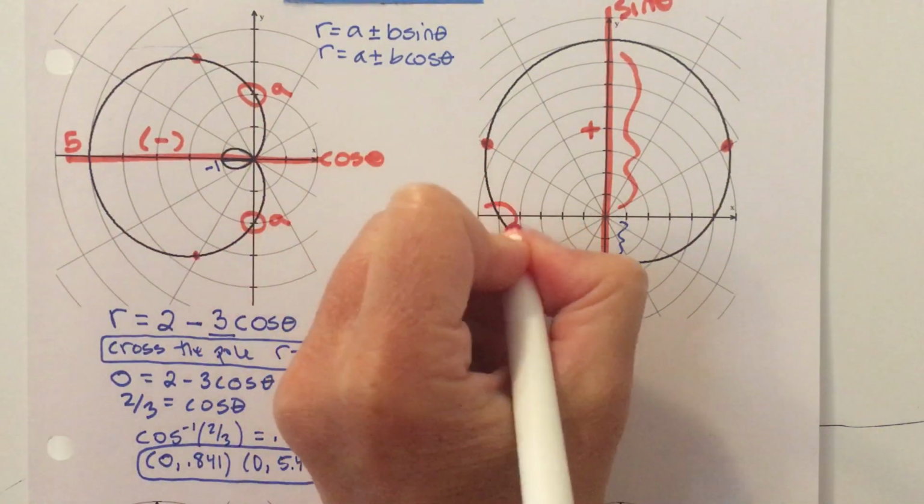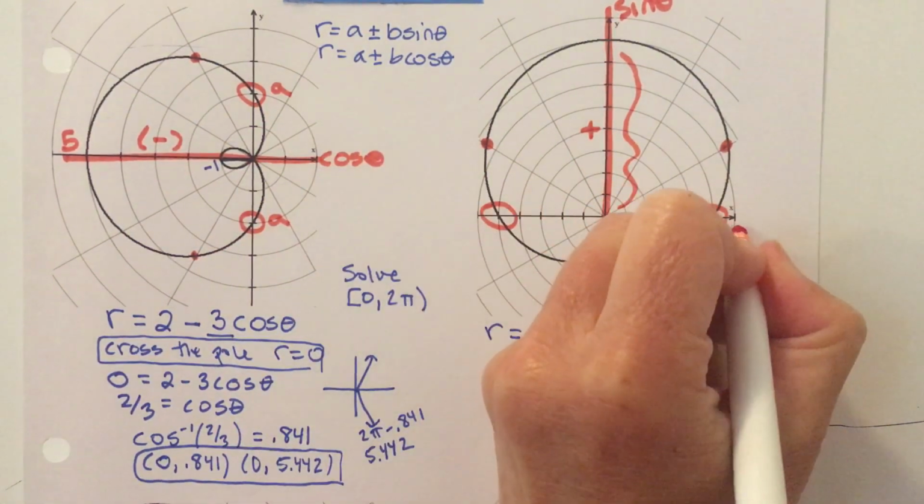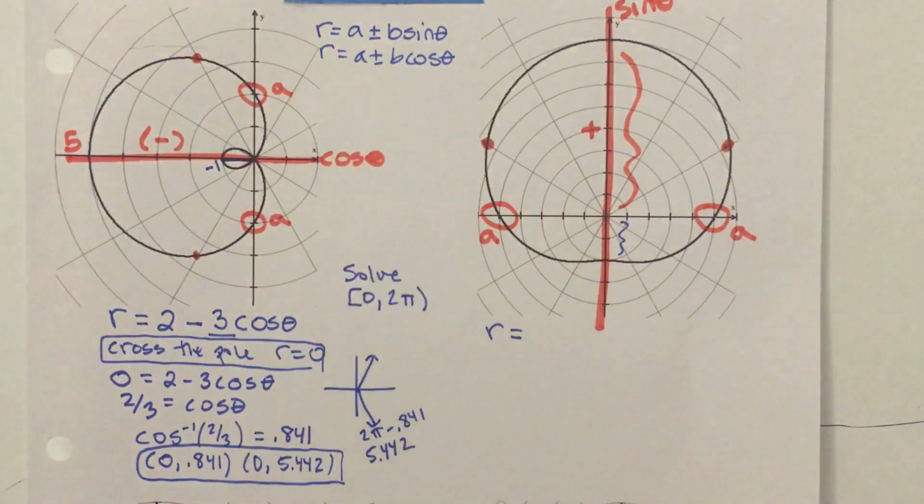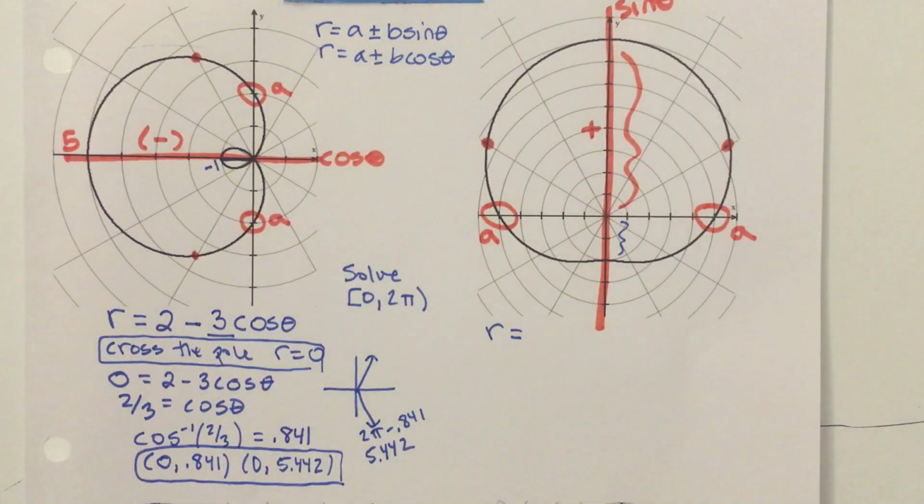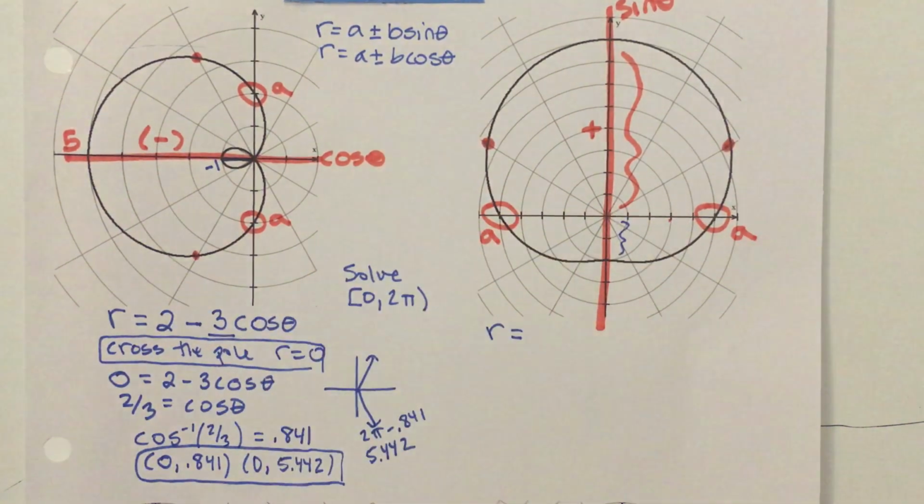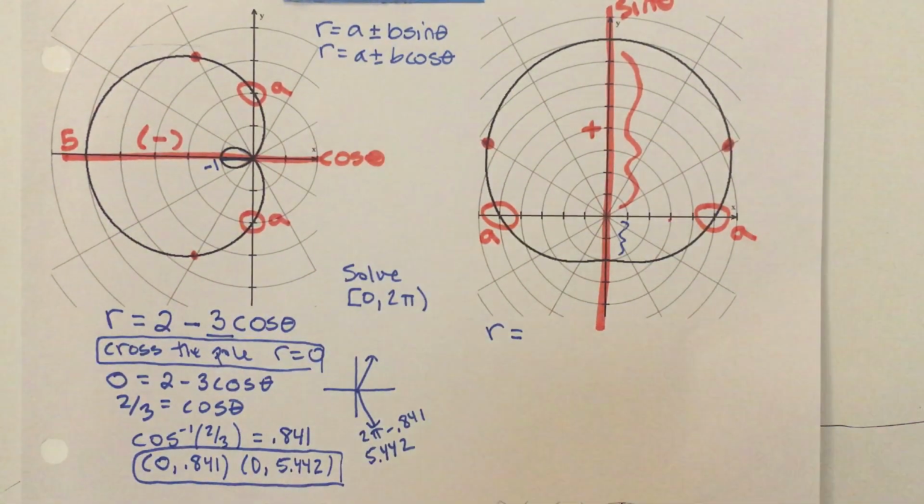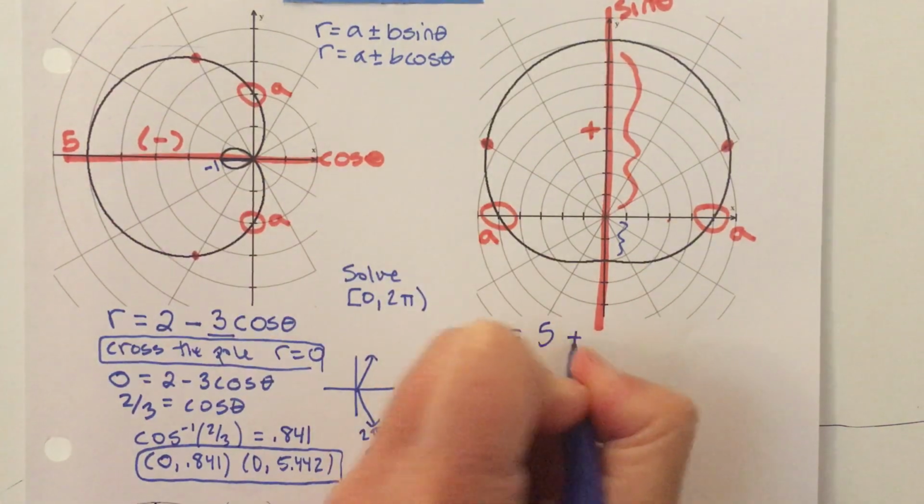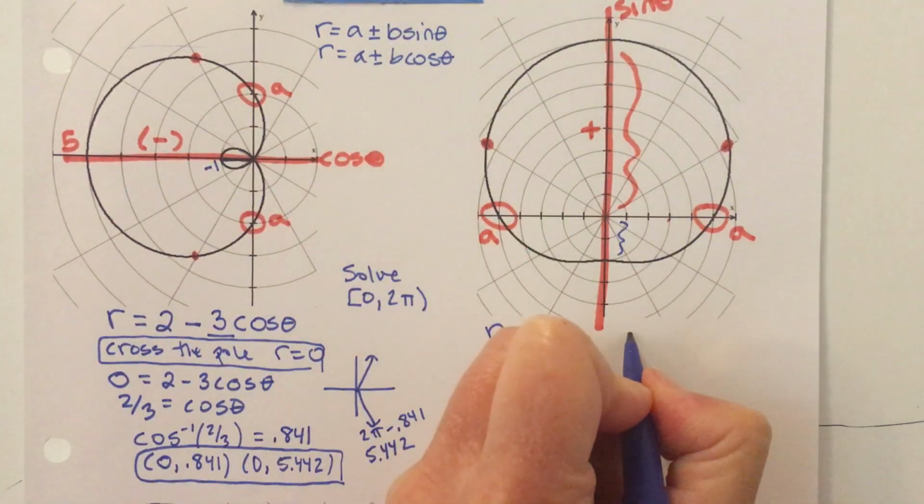Remember, to find that a value, it's really easy. So for sine, it's this. There are two symmetrical points always on the axis that's not the axis of symmetry, and those are always going to be the a value. So it's 1, 2, 3, 4, 5. So in this problem, the a value is 5. We know it's plus, and we know that it's sine.